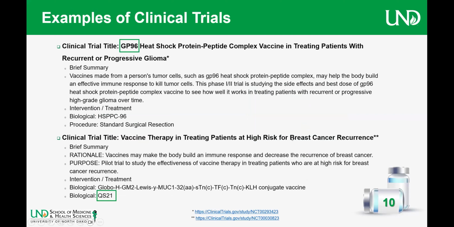Here you can see two examples of clinical trial data from the clinicaltrials.gov website. The first one has the adjuvant name in the trial title already. It says GP96 heat shock protein peptide complex vaccine in treating patients with recurrent or progressive glioma. And it also has the same adjuvant name in some other places in the brief summary.